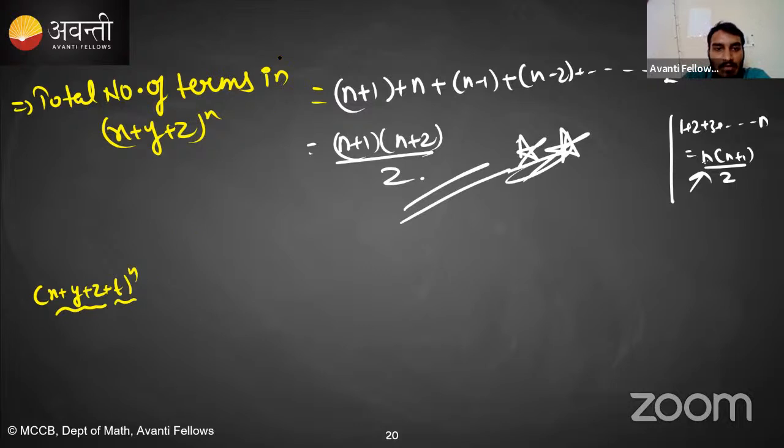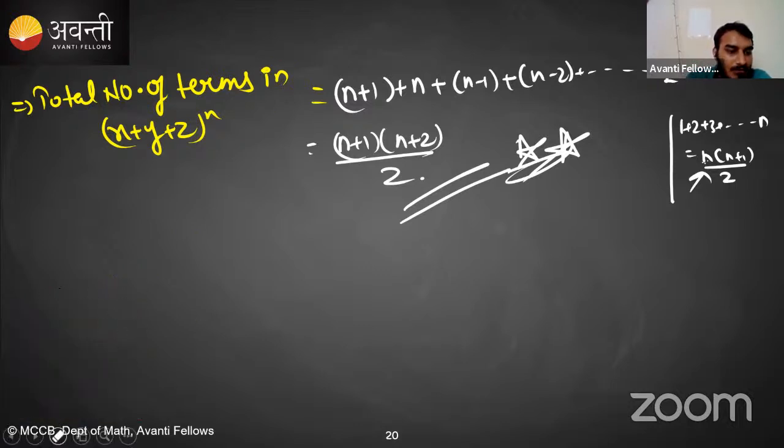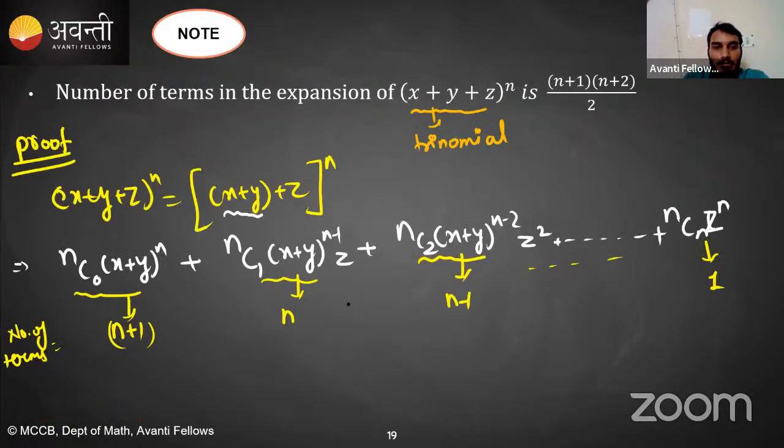Very good, Komal. I hope this is clear to everyone. So the note should be important. The proof is not important. I just gave you the proof, but the result is very important. The number of terms in the expansion of a trinomial is n plus 1 into n plus 2 by 2. That's it. I hope this is clear.